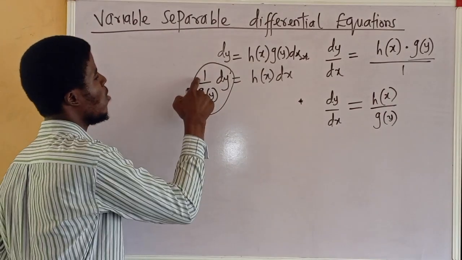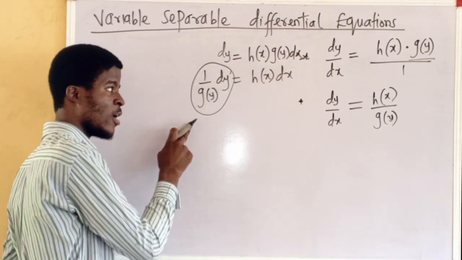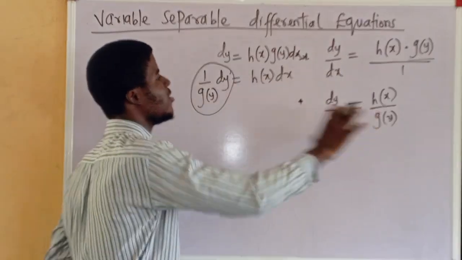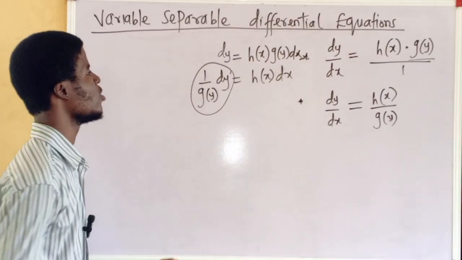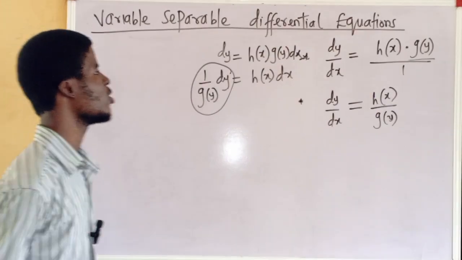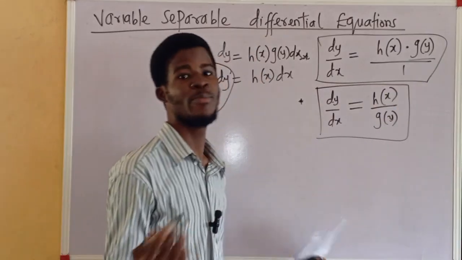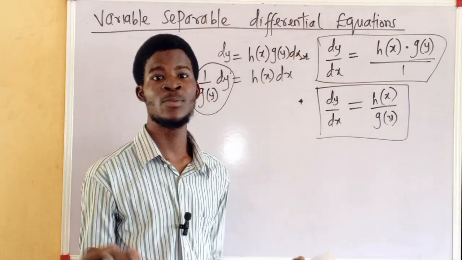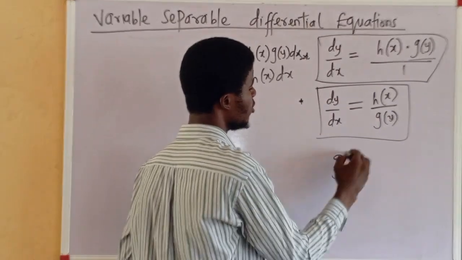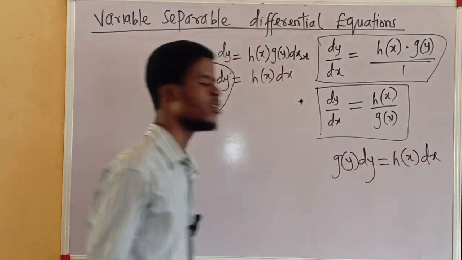What can you see? This is 1 over g of y dy. That is, the term involving y is on one side with dy, and the term involving x, h of x, on the other side with dx. So the equation is separable variable. That is, the variables can be separated. So any equation that can be written in this form, or this, they are called separable variable differential equations, or variable separable. In this case, we can cross multiply to obtain g of y dy equal to h of x dx. Yes, it is still separable variable.